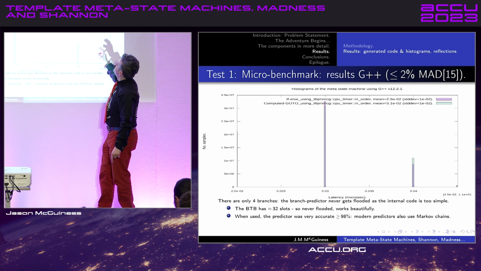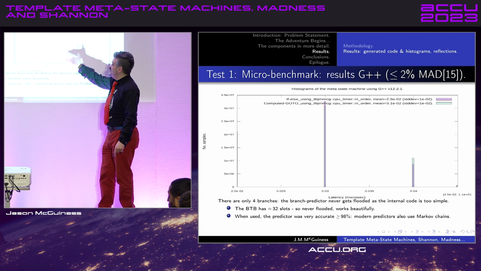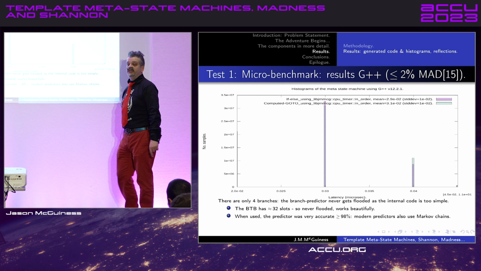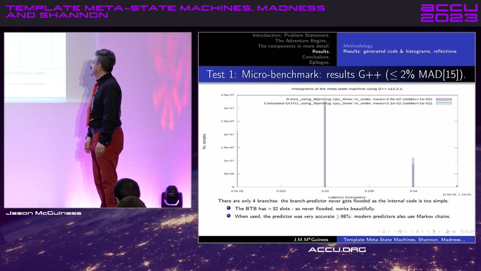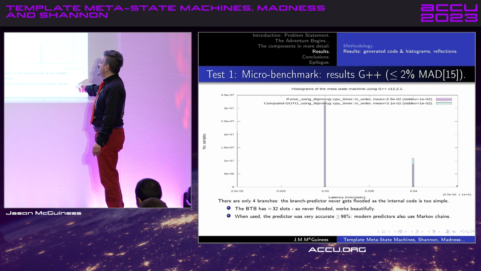We compare if-else using computed goto. There's no difference. I mean, come on, I can't see a difference there. What happens is the branch predictor never gets flooded. Because why? Although I'm choosing the messages randomly, there's only four of them. That's four different branches, well inside my 32-entry branch target buffer cache. So it's going to work beautifully. The branch predictor is sweet as a nut for this. That's why we don't see any performance difference.